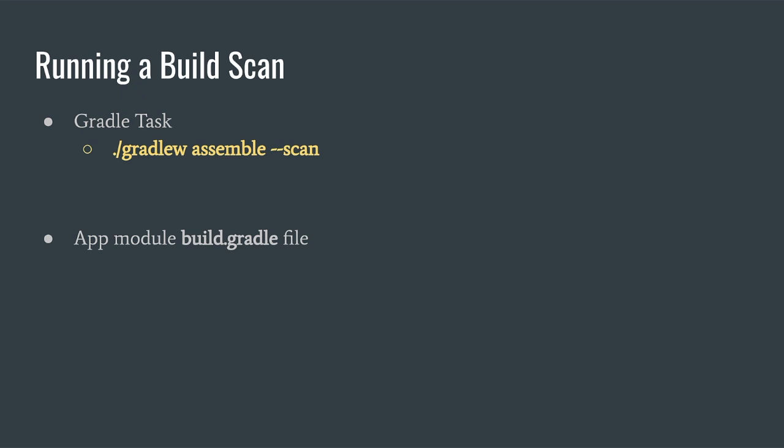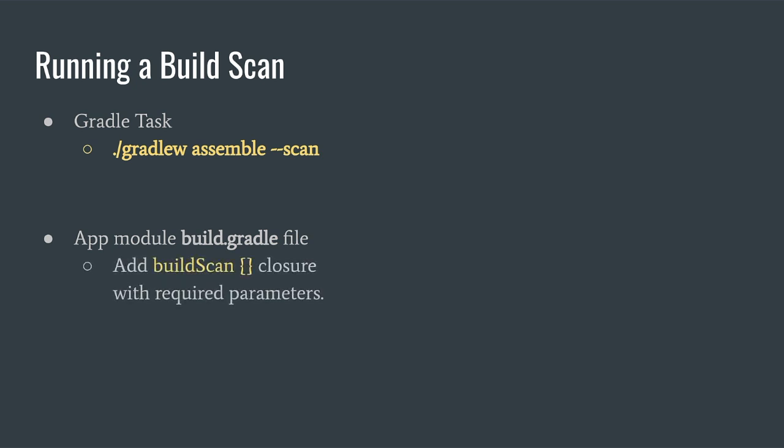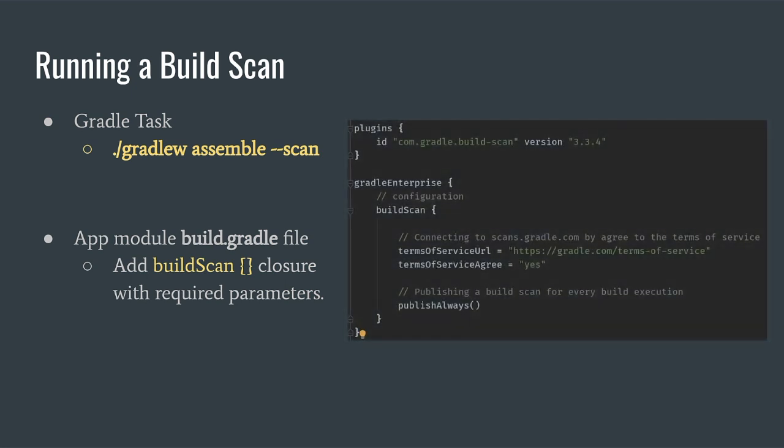For starters, just add it to the app module build.gradle file, and you add the build scan closure with its parameters. If you look at the screenshot on the right, you can see at the top we've added the plugin closure. That's the plugin itself, Gradle build scans, and then there's the Gradle enterprise closure, and within that there's the build scan closure, and you can see the different parameters that we pass in: the terms of service URL, then the terms of service agreement, and then you specify if you want to publish it for every build execution by adding the publish always parameter. And with that, let's get into our build scan and understand more about the usage of build scans.